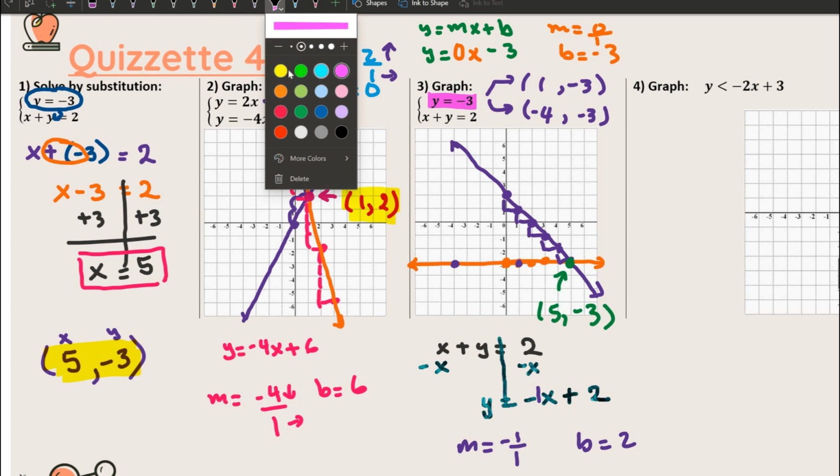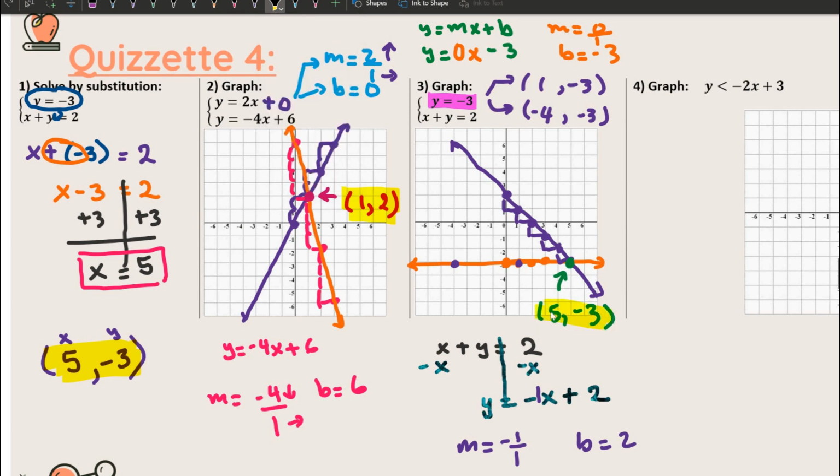Again, the graph is not done until you tell me the solution, the x and y coordinates. So (5, -3) is similar to the first problem, because problem 1 and problem 3 are the same problem. The difference is the first one we solve by substitution, and problem 3 we solve by graphing. So you have 2 different methods to solve the same problem. Alright, so that's it for numbers 1 to 3. We're going to do problem 4 next.